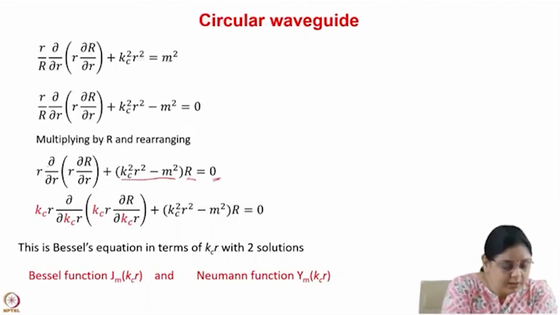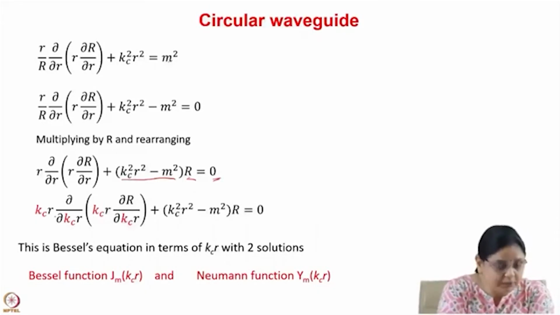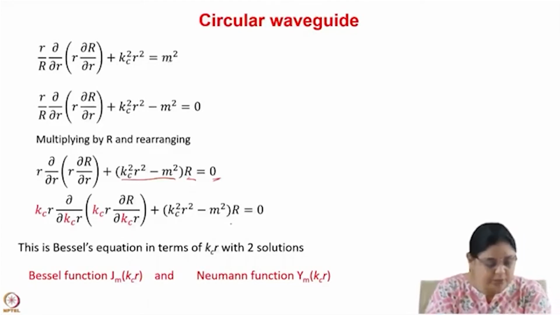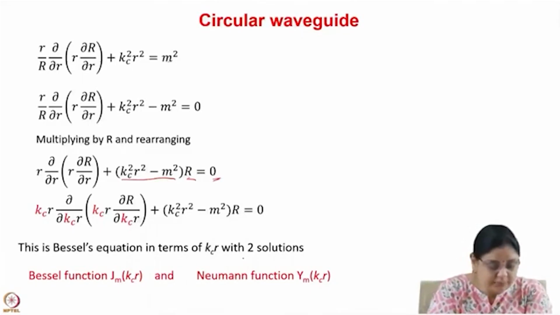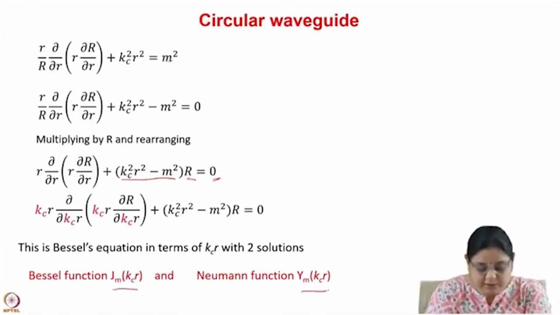Now here both in the numerator and denominator we can multiply by kc. Kc is independent of r, so we can just divide and multiply by kc here as well as here. So now we have this net resultant equation. This is a Bessel's equation in terms of kc r, and it has two solutions. One is the Bessel function Jm of kc r and the other one is the Neumann function.